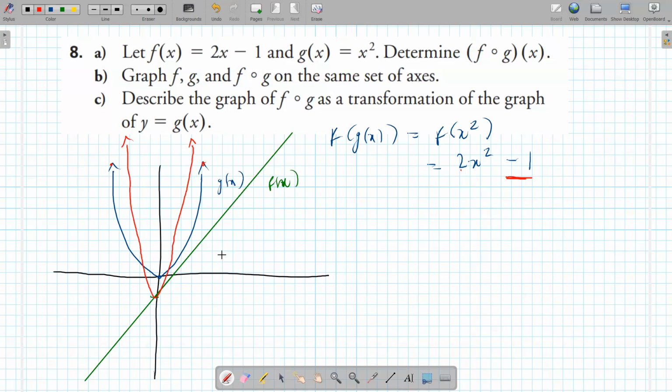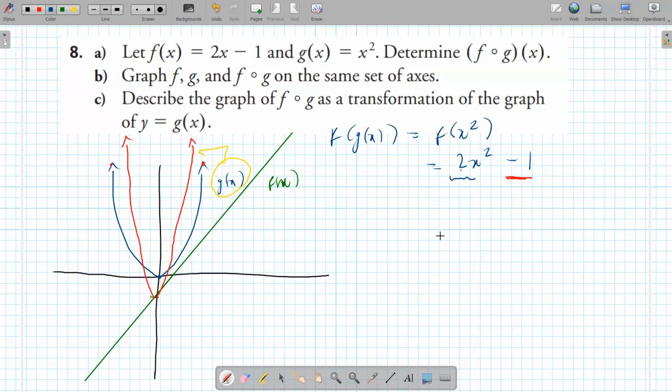Part C says, describe the graph of f of g of x as a transformation of the graph of y equals g of x. What this means is we are going to start here, and we are going to do something to the original parent function x squared that'll give us the red curve. So here, what did we do to x squared? There's a 2 on the outside, there's a minus 1 on the outside.